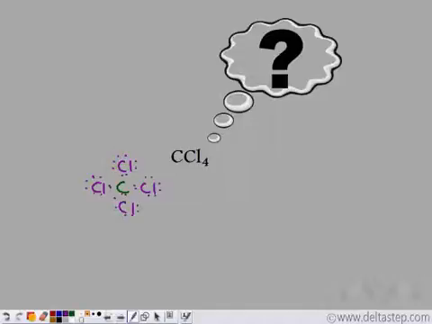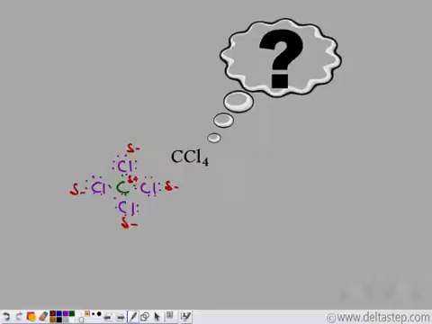What is happening in this case? Each carbon and chlorine atom is sharing 2 electrons. Now in this case, we have different types of atoms. The electronegativity of chlorine is greater than that of carbon. So it tends to attract the shared pair of electrons towards itself. So now the chlorine atoms become slightly negatively charged, and the carbon atom becomes slightly positively charged.